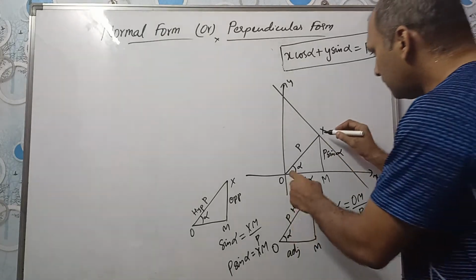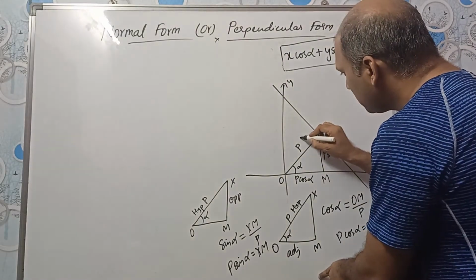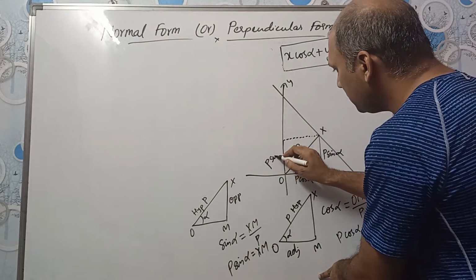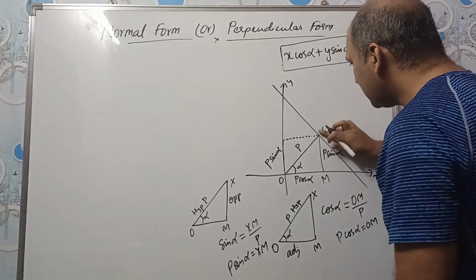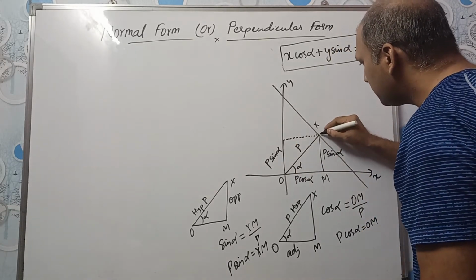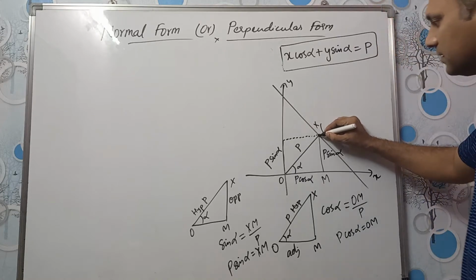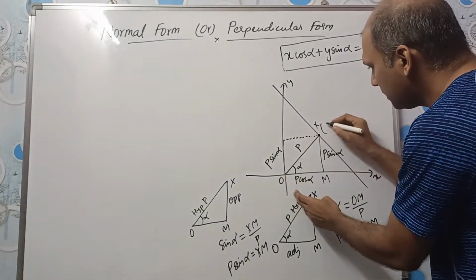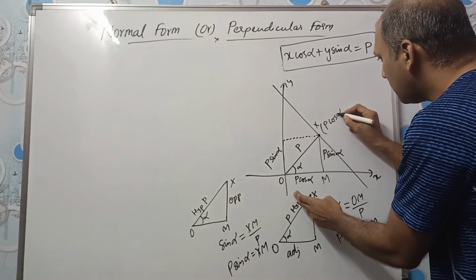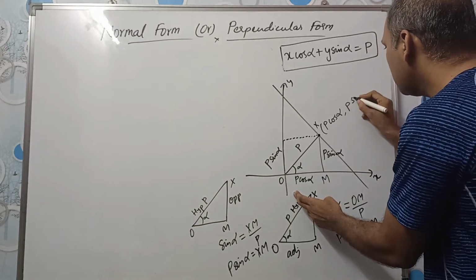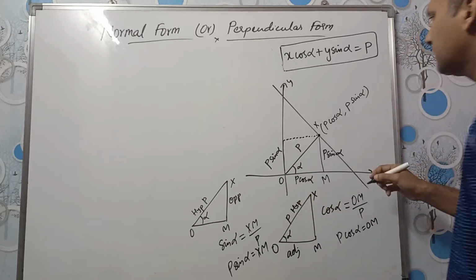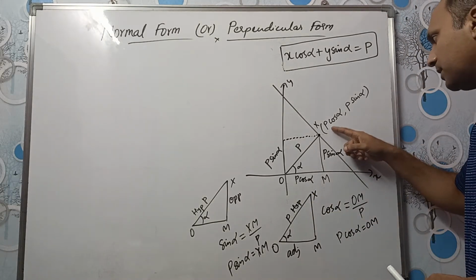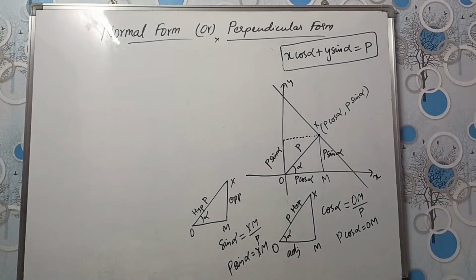If this is P sine alpha, and if we draw a perpendicular here on the y-axis, this will also be P sine alpha, right? So in that case, what will be the coordinates of point X? See, this is X distance and this is Y distance. So this will be P cos alpha and P sin alpha. So the coordinates of X are P cos alpha, P sin alpha.